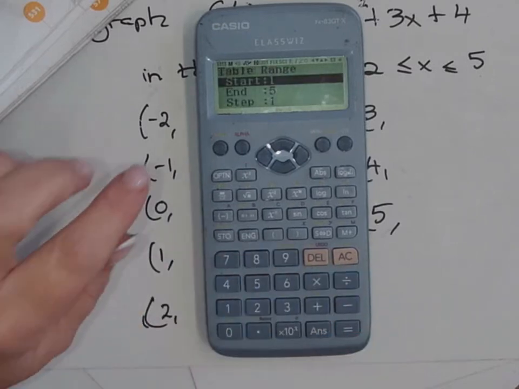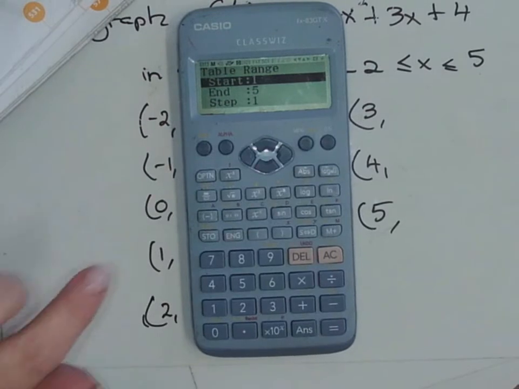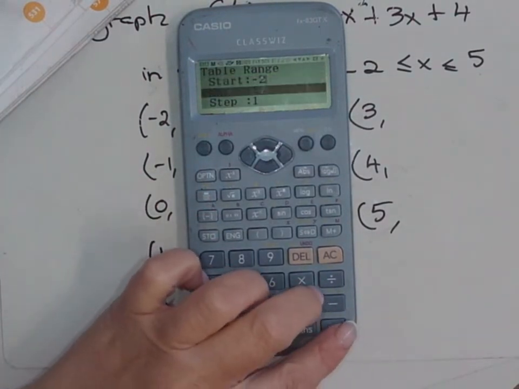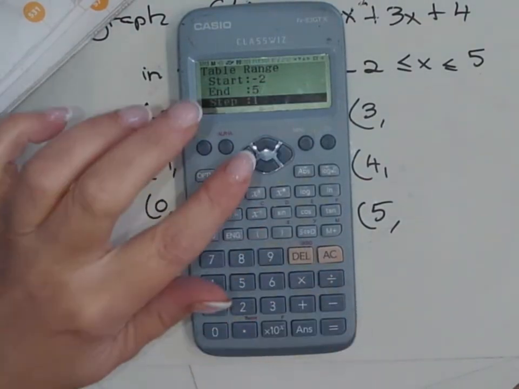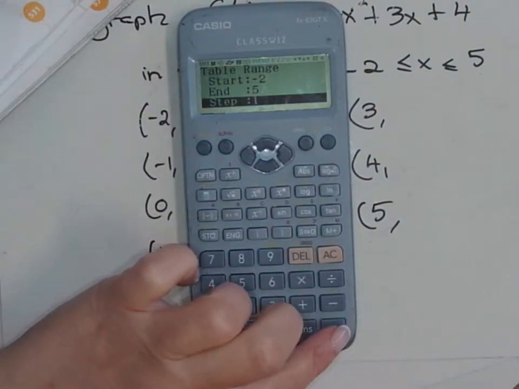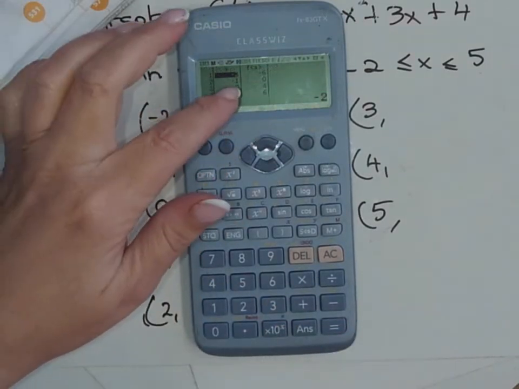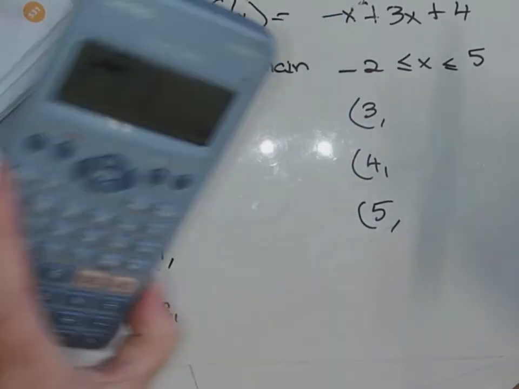Right? Okay? Then your start is minus 2, isn't it? So you want to put minus 2 and then enter. And your end is 5 and enter, and it's step 1, so you just enter. Is that okay? And all your points come up. Right? So read them out there. Will someone call them out to me?